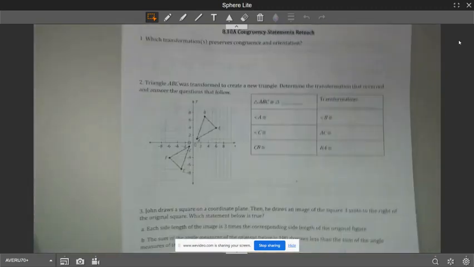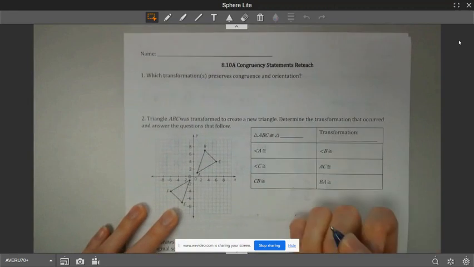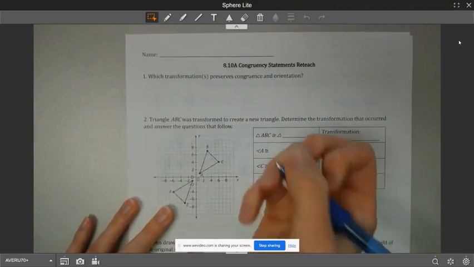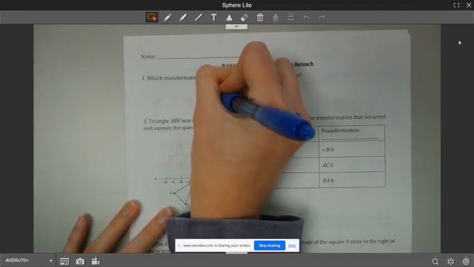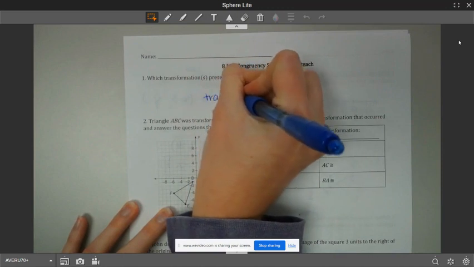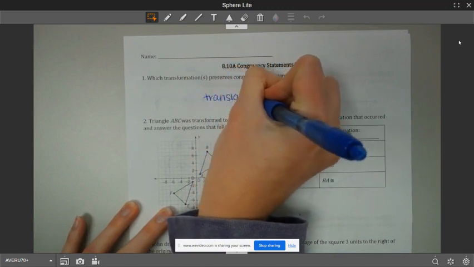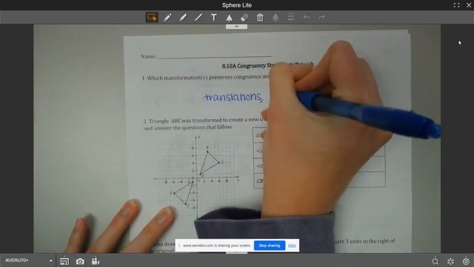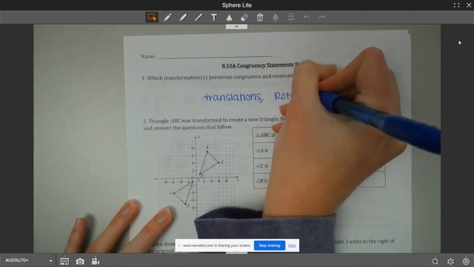So of the three that we have talked about so far, transformations that preserve congruence and orientation are translations. Those are your slides. And rotations, your turns.